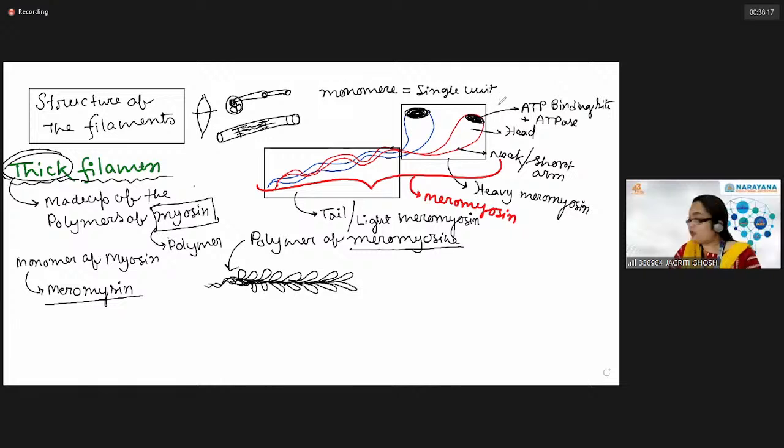Okay, next we will be talking about the structure of the thin filament. I'm erasing this entire slide. I hope you have taken a picture or written it down. Next, give a heading: structure of thin filament.